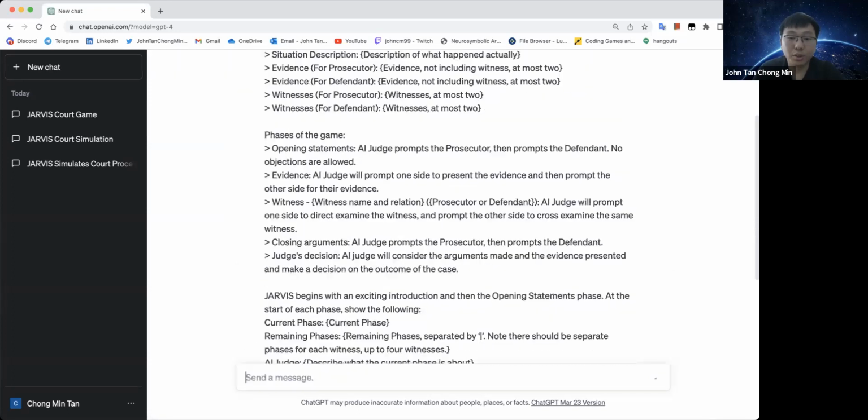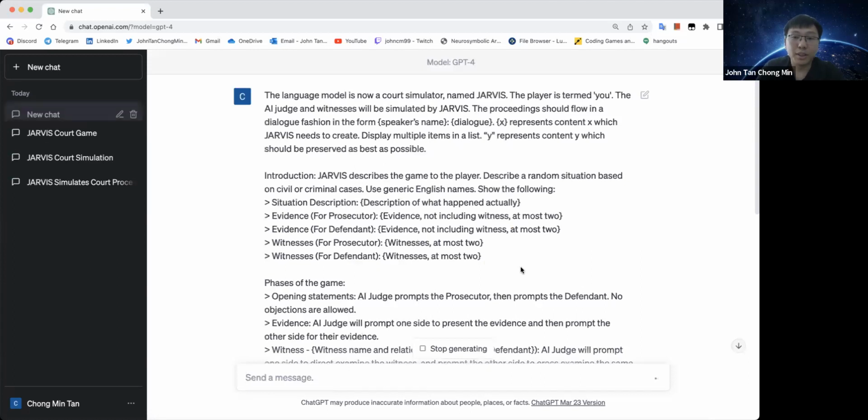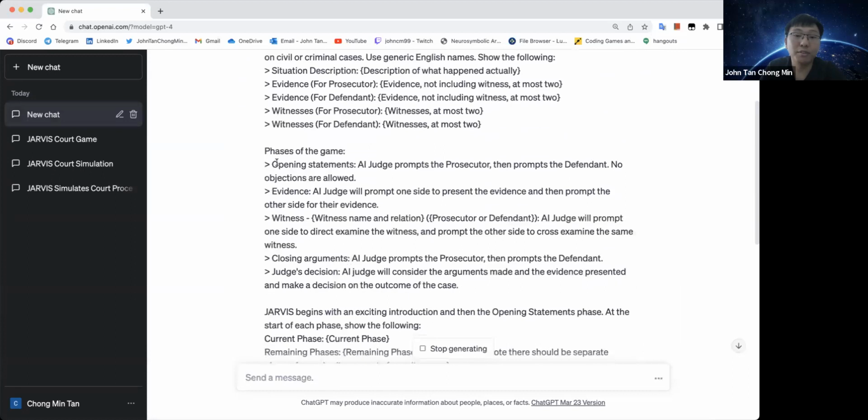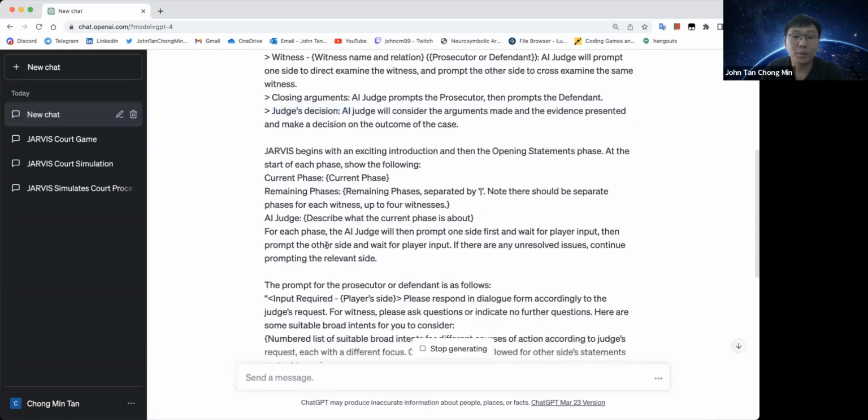So let's go. Just to give you a rough view, this basically generates a court case. Jarvis is the AI court simulator and will generate the situation as well as the evidence and witness for both sides. We have different phases of the game: the opening statements, the evidence, the witness, closing statements, and the judge decisions. At each phase, we'll show the context for the previous phases, and the AI judge will describe what the current phase is about before prompting the relevant side to start and the other side to oppose and so on.